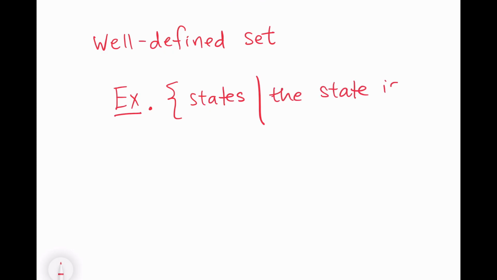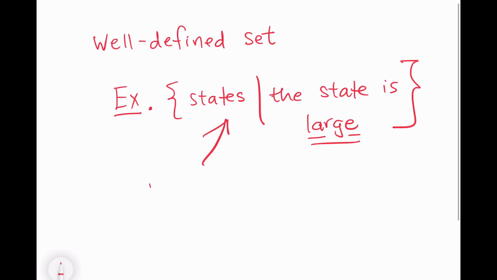But an example of a set that's not well-defined is the set of all states, like let's say in the United States, such that the state is large. So this is not a well-defined set because large is subjective, it's vague. So in that sense, it's not easy to tell whether or not a state would be in this set. So this example is not well-defined.